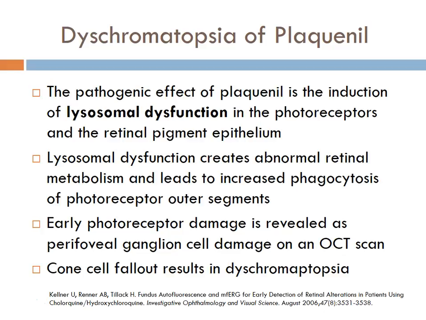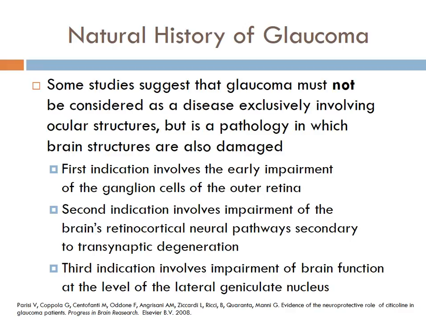Once the photoreceptor cells get damaged, you can see it on a spectral domain OCT as perifoveal thinning in the macula when you do the ganglion cell analysis. And once enough cells are damaged from taking this Plaquenil, with the lysosomal dysfunction and the abnormal metabolism, then you'll start to lose your color vision. So kind of step 1, step 2, step 3, as far as how someone loses their color vision taking Plaquenil, this is how it goes.